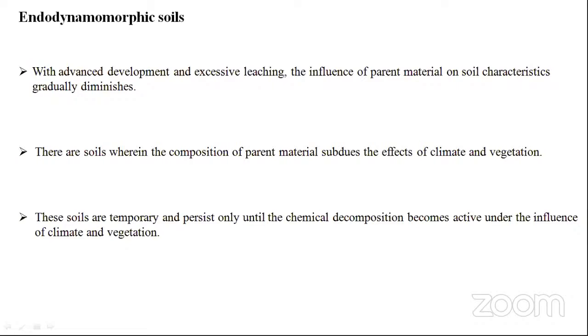Let's see. Here we can see that the influence of parent material in these soils is very slight. The influence of parent material was very less in this type of soils. Mostly, the effect of climate and vegetation completely dominates the parent material. This type of endodynamic soil prevails only when the influence of climate and vegetation is high. This is called endodynamomorphic soils. Here the influence of parent material was completely diminished or dominated by climate and vegetation, and they perish only when chemical decomposition is very high.